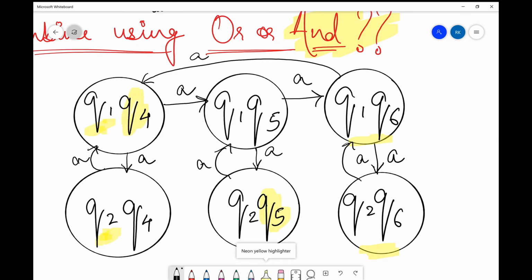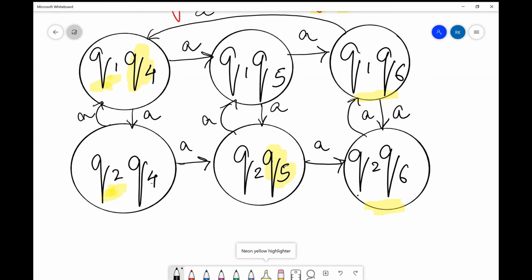And the same thing which is happening in the above branch is happening below. See, Q2 remains same. Q4 changes to Q5 using A. Q5 changes to Q6 using A. And similarly, Q6 changes to Q4 using A. Right?